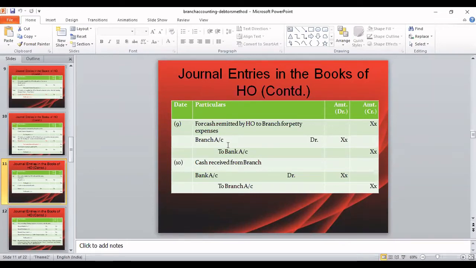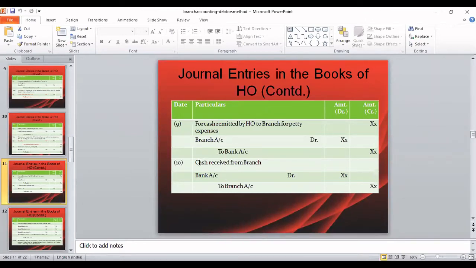Okay? Yes or no? This money is given generally for small expenses which the branch has to incur. Then next, beta, whatever money is collected by branch from customers by making sales, that money is supposed to come back to head office, na? Yes or no?